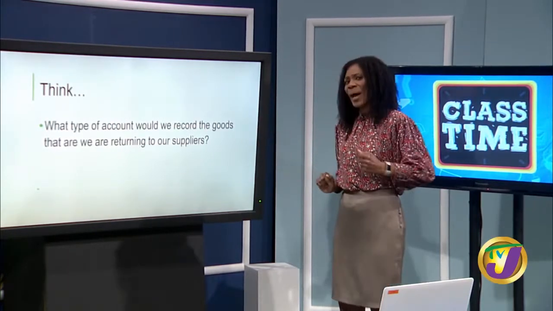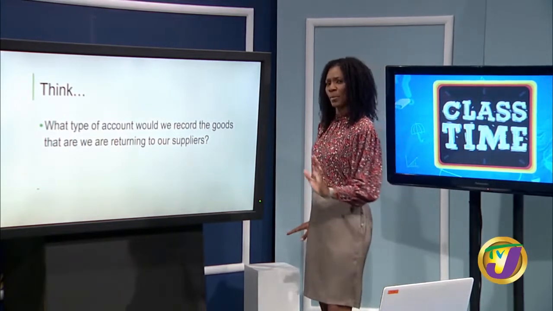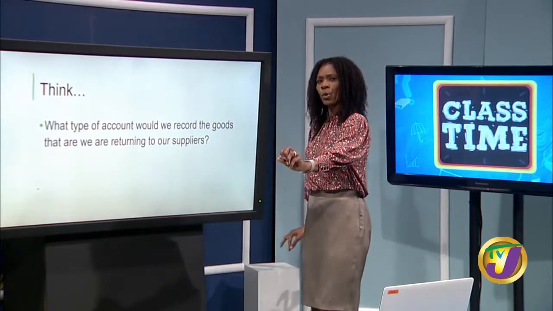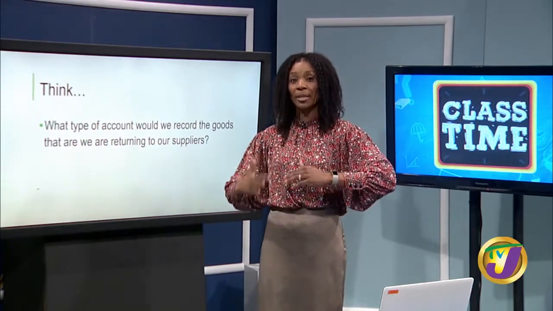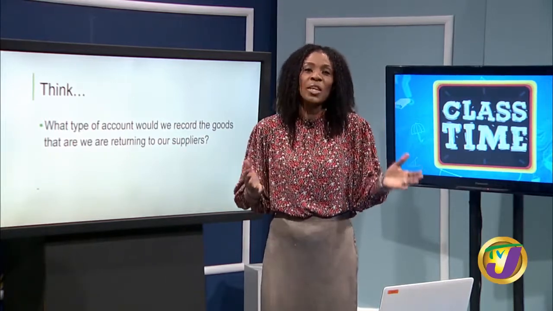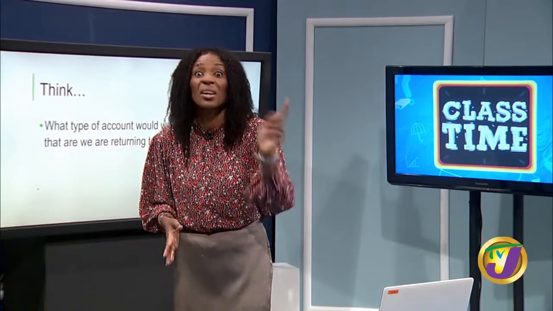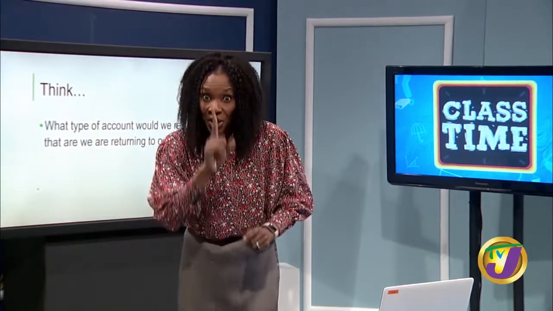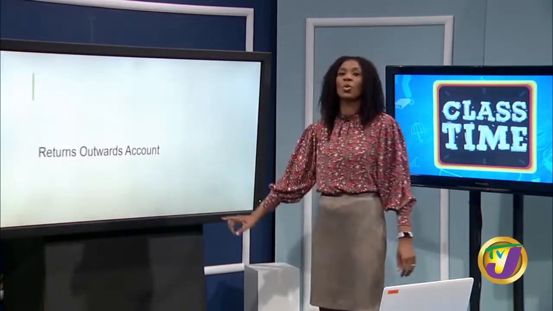Now, let's go back to the return of the stock to our suppliers. So we're sending them out to the supplier, and we are making a return. And we're going to call this movement returns outwards. So what type of account then do you think we need to open up? Can we put those goods in the purchases account? No. If you do it, CSEC will mark you wrong because you never bought the goods, you're returning the goods. Therefore, students, we will have to open up what is known as a returns outwards account.